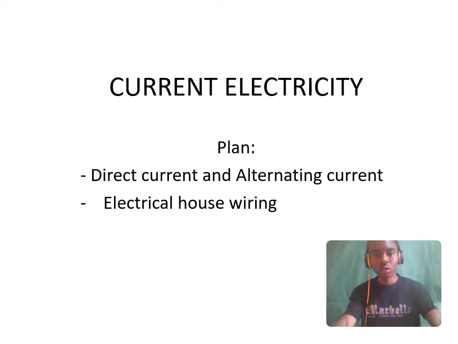We are still on our topic, current electricity. We have done quite a lot as far as this topic is concerned, and we are getting to the end of this topic. We have done so many things, such as calculations and the calculation of electric bills at home.